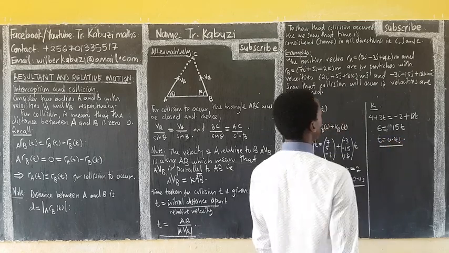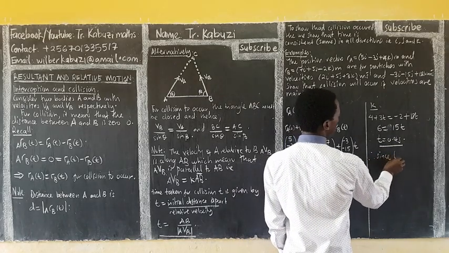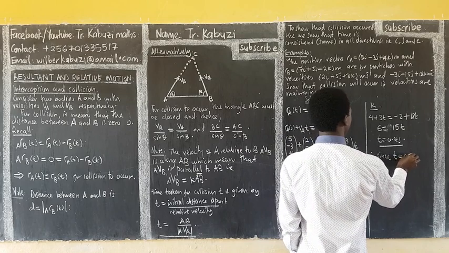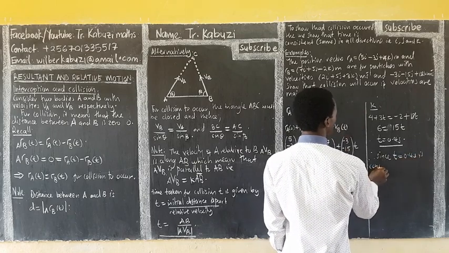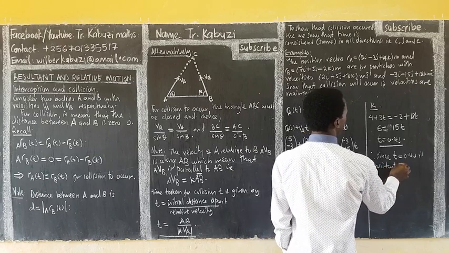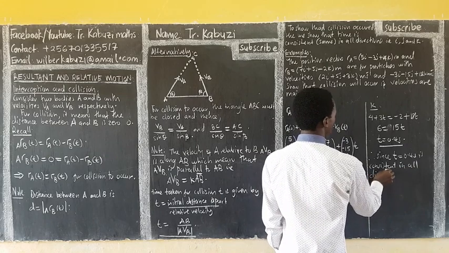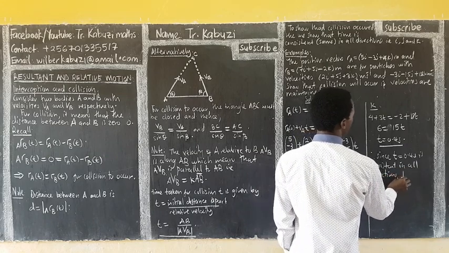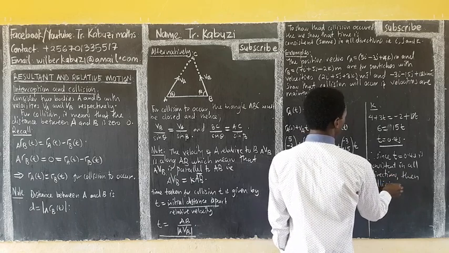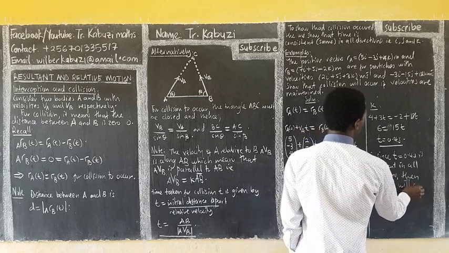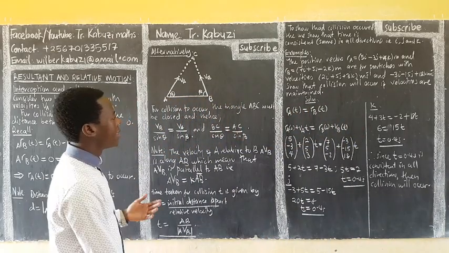It's consistent, and therefore we say that since t equaling 0.4 seconds is the same in all directions, collision will occur. As simple as that. So that's how we show it.